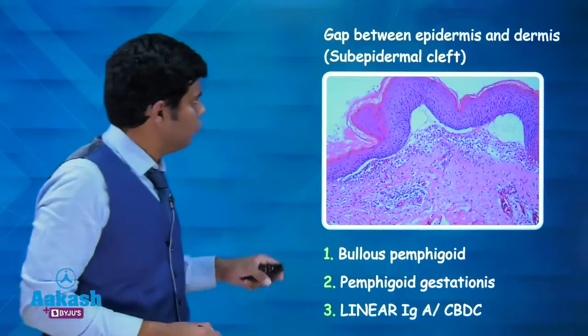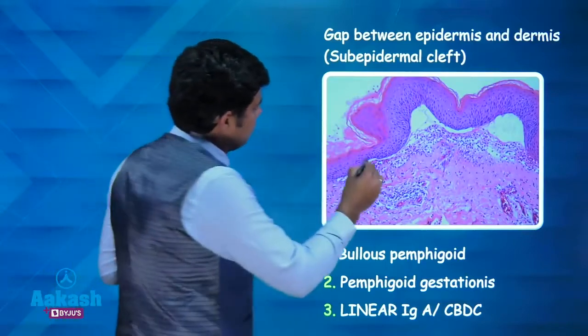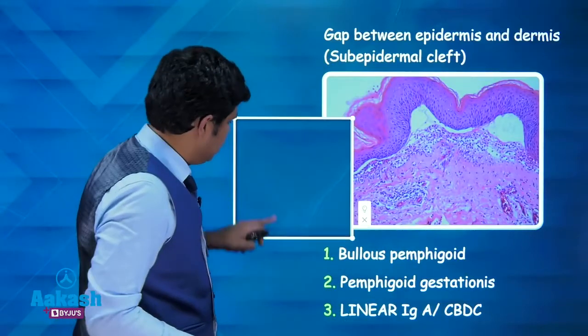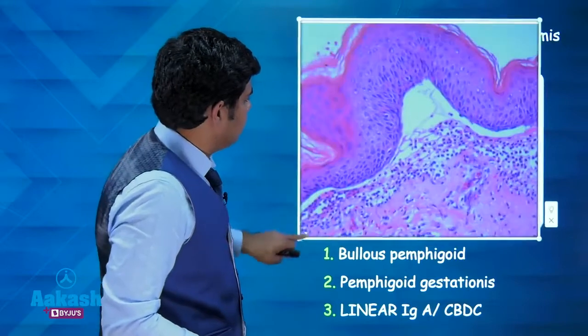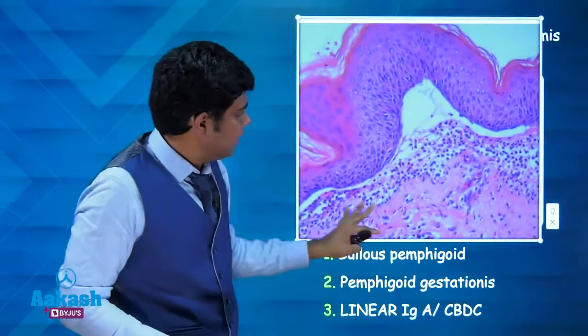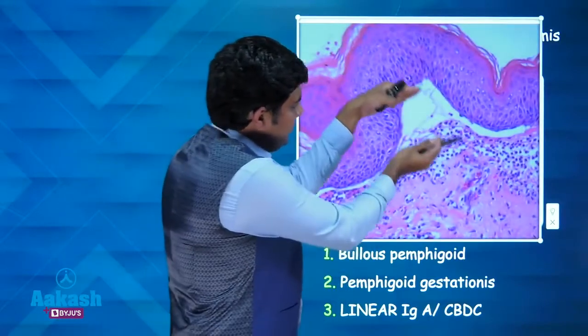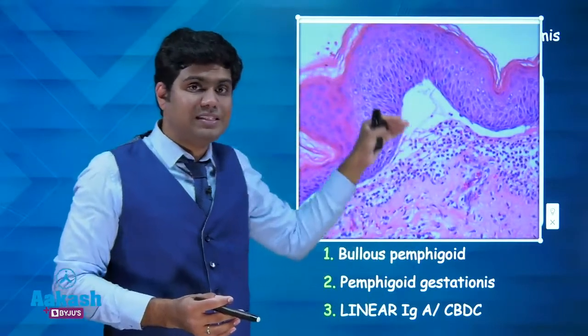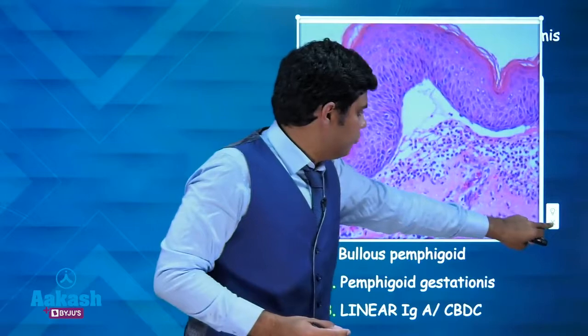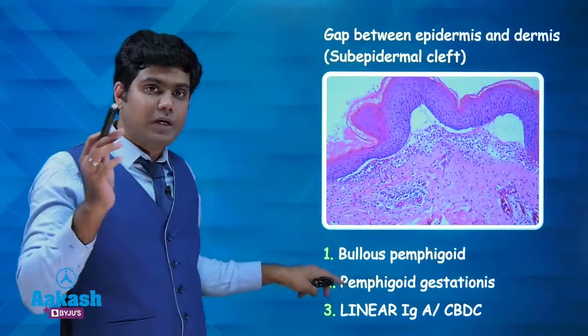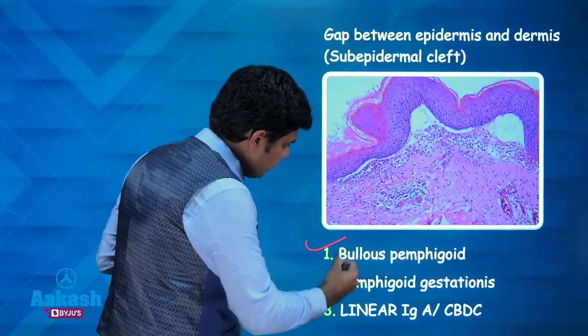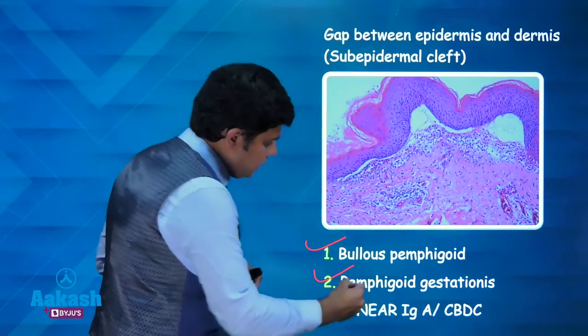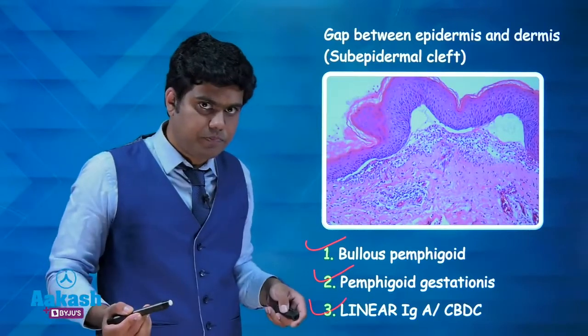Okay. What about this? This is subepidermal. So you can see here, let us zoom it. You have got the whole epidermis above, dermis below, and there is what type of cleft? There is a dermoepidermal cleft, that is a subepidermal cleft. So for subepidermal cleft, we have seen multiple differentials: bullous pemphigoid, pemphigoid gestationis, linear IgA disease and CBDC.